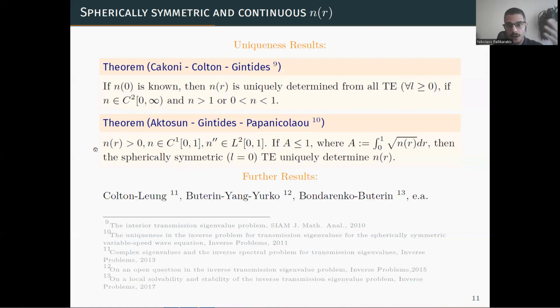And after this, several results also appeared, and this is ongoing. There would be a huge list if I were to reference everything here. But for example, I refer to the work of Colton and Leung in 2013 for complex eigenvalues, and the work of Buterin, Yang, and Yurko from 2015, which answered an open question that remained in this theorem of Gintides and Pallikarakis. Some recent work from Bondarenko and Buterin deals with the stability and solvability of the inverse problem, and the list is ongoing.